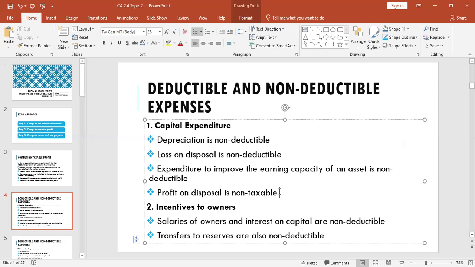So when you see a profit on disposal, you need to deduct it from the operating profit, which has been adjusted for all these operational non-deductible expenses. So we need to deduct profit on disposal and some other incomes, as you are going to see when we start looking at the non-deductible incomes. Then two, inventory to owners.